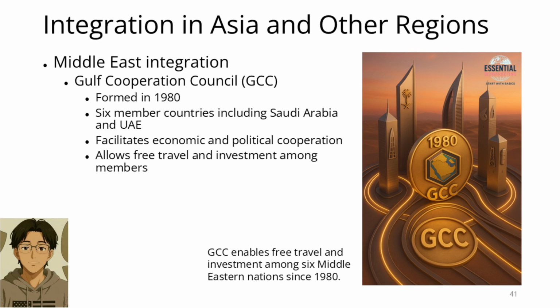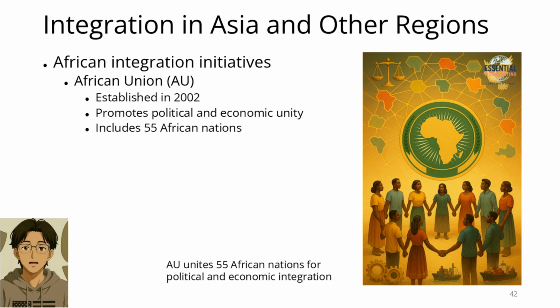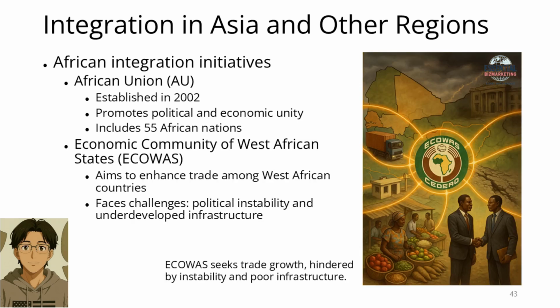Let's now shift to regional integration in the Middle East. Formed in 1980, the GCC allows free travel and investment among 6 Gulf countries. Next, we move to Africa's integration efforts. The African Union, founded in 2002, unites 55 countries to promote political and economic cohesion. ECOWAS aims to enhance trade across West African countries. However, political instability and poor infrastructure hinder its effectiveness.